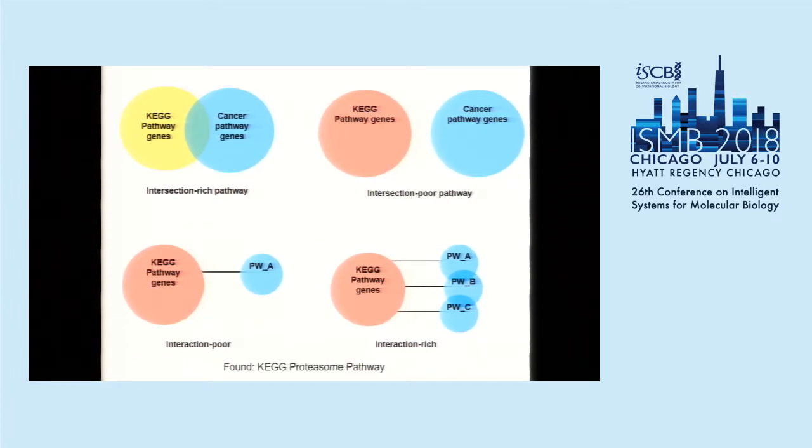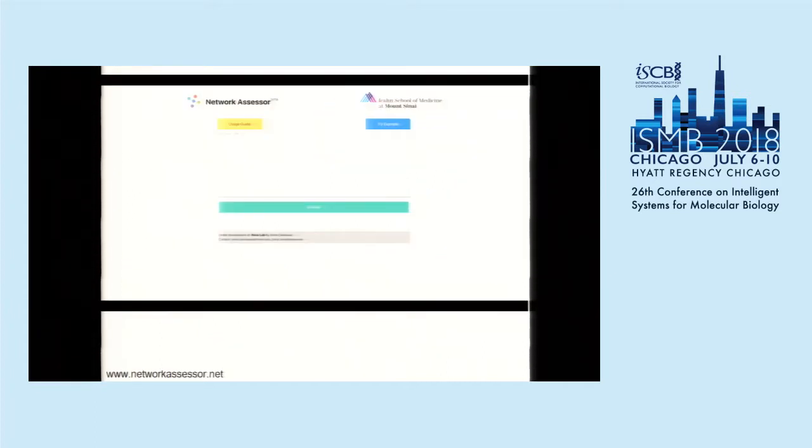What we found was that the KEGG proteasome pathway is an intersection-poor pathway, meaning the genes of the KEGG proteasome pathway don't overlap with any of the cancer pathway genes. However, it does form significant relationships with many of the major cancer pathways. So what happens when we put the genes of this pathway into NetworkAssessor?